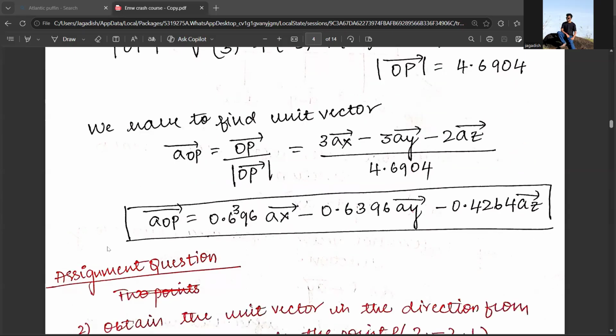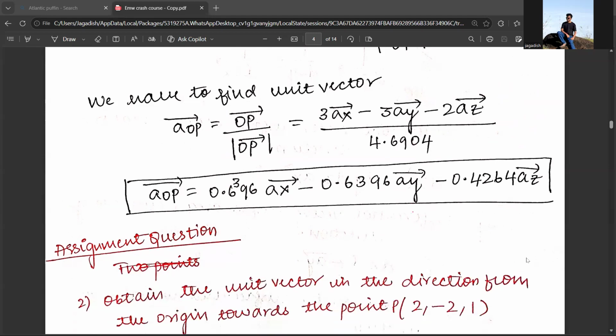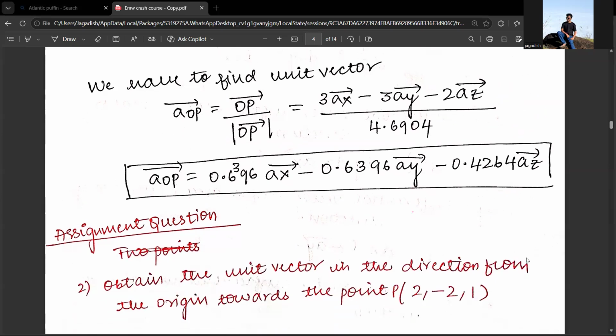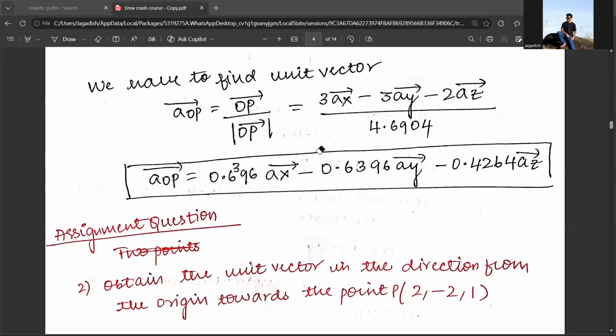Now solve, students, question number 2. Obtain the unit vector in the direction from the origin towards the point P(2, minus 2, 1). Solve this question and tell me the answer. First, find out the origin, it is 0, 0, 0. Next, I will give you time. Solve with the same steps that I followed in the previous class.